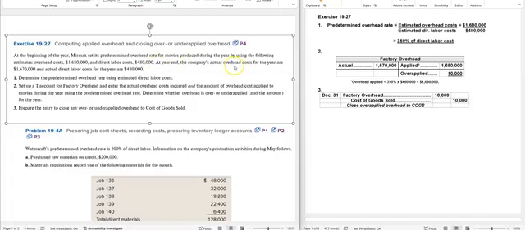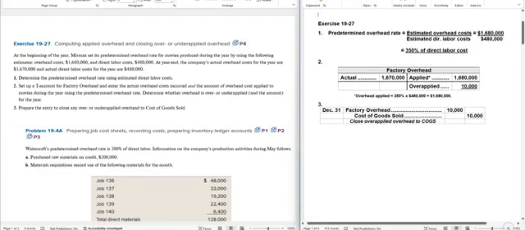And at the end of the year, their actual overhead costs were $1,607,000, and their actual direct labor costs for the year were $480,000. First, they're asking us to determine what is the predetermined overhead rate using estimated direct labor cost as their cost driver. When we are computing the overhead rate, we are dealing with estimates. Remember, the predetermined overhead rate is calculated before the accounting period begins.